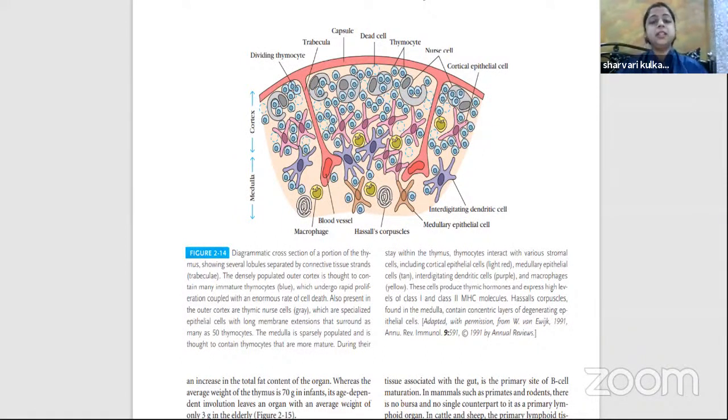So this is the diagram of thymus. These are the main regions, as I told: cortex, medulla, trabeculae, capsule, then thymocytes, cortical epithelial cells, interdigitating cells. Nurse cells are also a specialty of the cortical region of thymus.